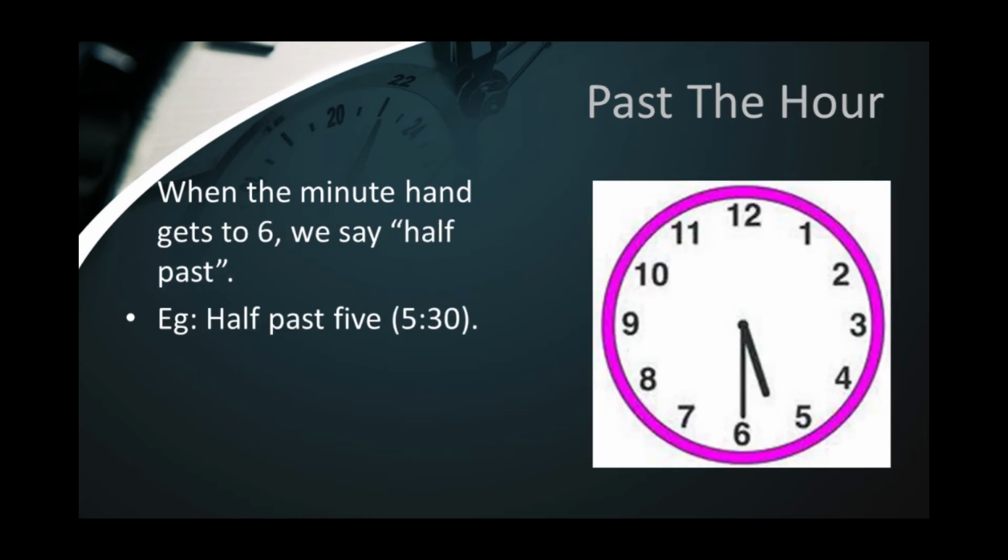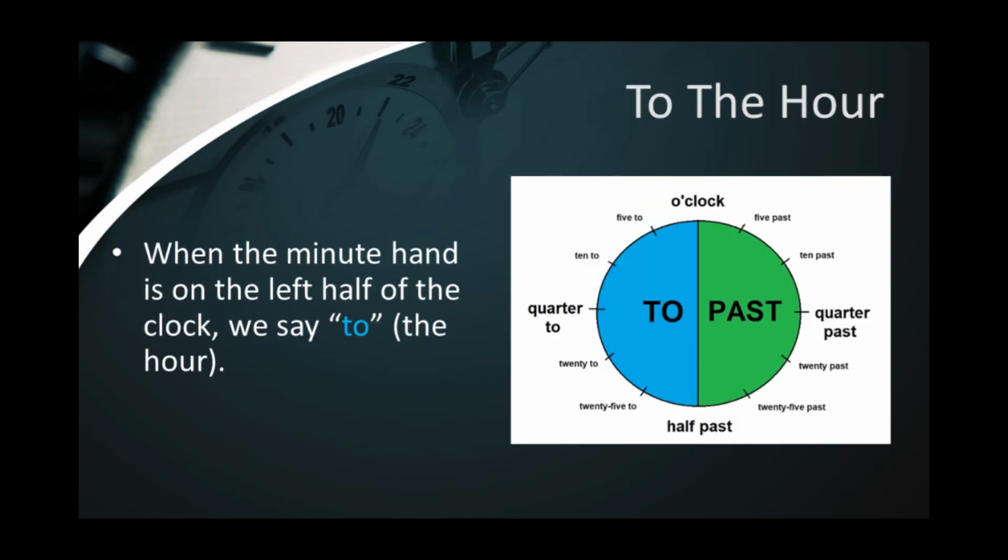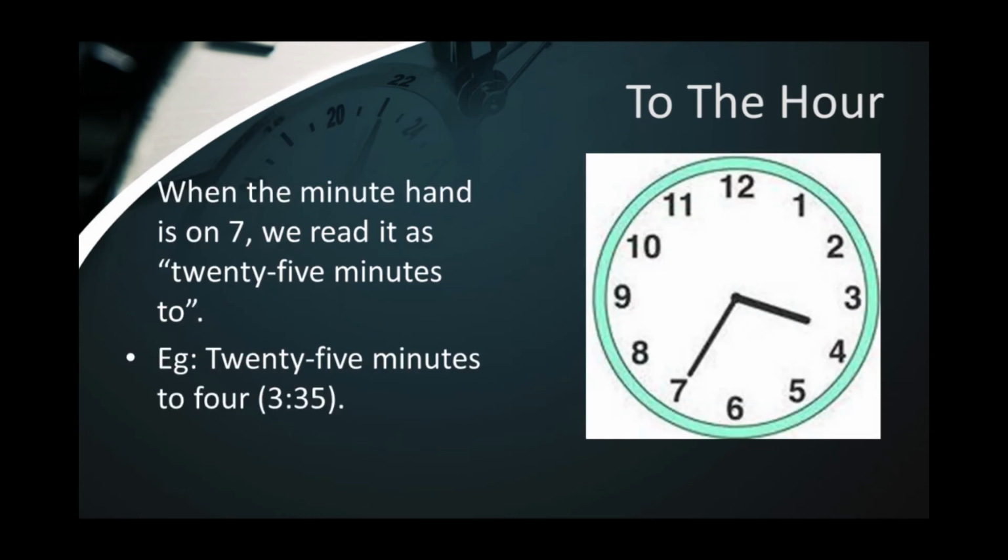When the minute hand gets to 6, we say half past. For example, half past 5. Another way to say this is 5:30. When the minute hand is on the left half of the clock, we say to the hour. When the minute hand is on 7, we read it as 25 minutes to. For example, 25 minutes to 4. This can also be read as 3:35.